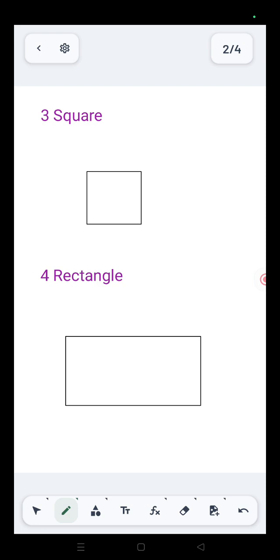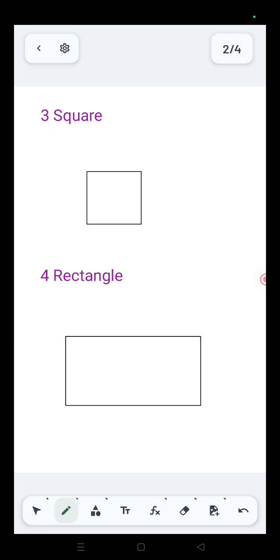Square. Now the next figure is the square. What is a square? A square is a quadrilateral. It is a type of quadrilateral. Now what is the definition of a quadrilateral? A quadrilateral is a two-dimensional figure which is surrounded by four sides. The types of quadrilateral are square, rectangle, rhombus, trapezium, etc.